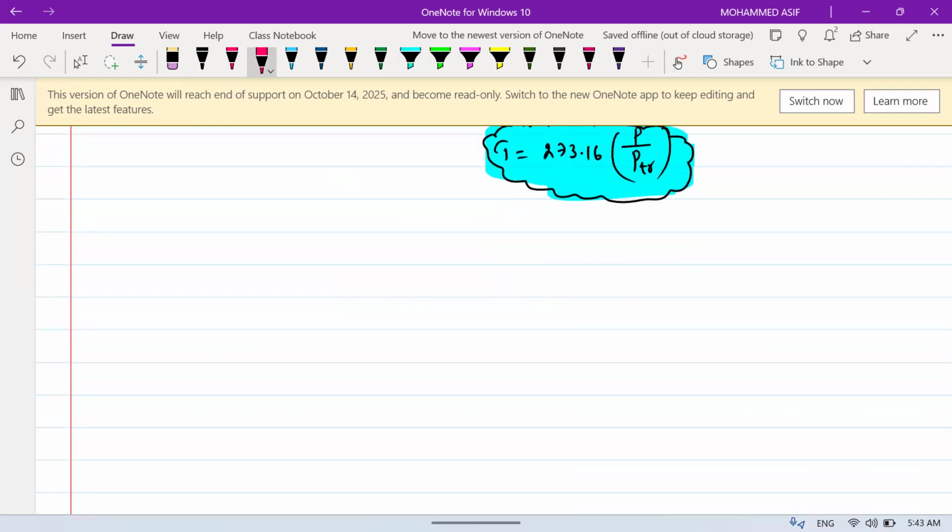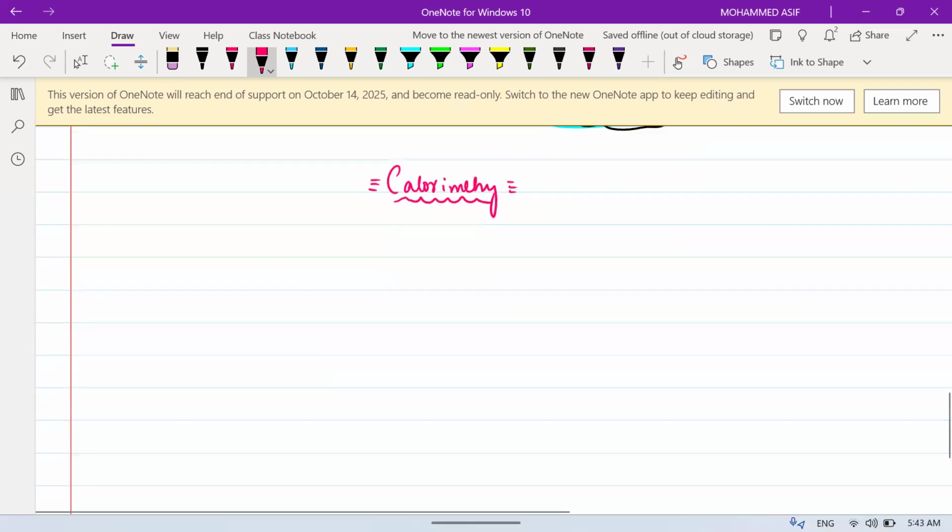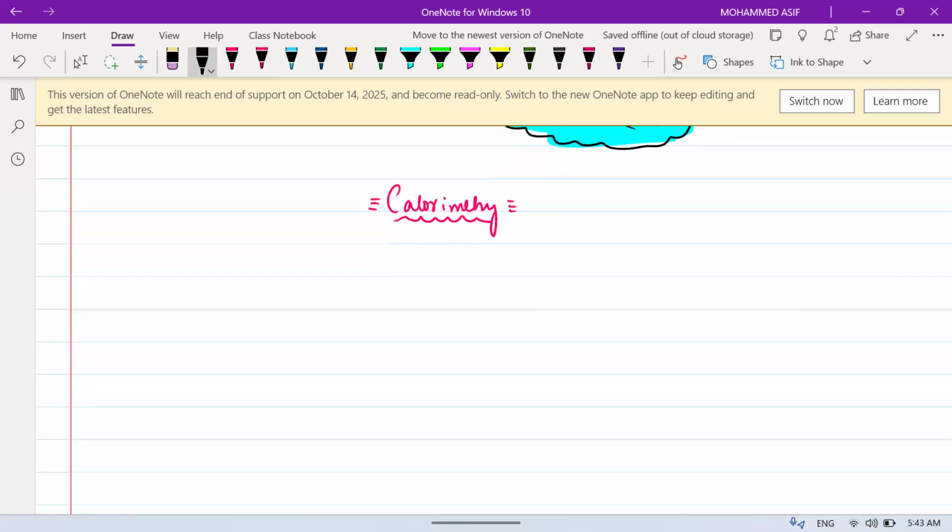Next topic in this one, beta, calorimeter. Very important and small topic, beta. Understanding it is very important. Calorimeter. So how do you define the calorimeter, beta?